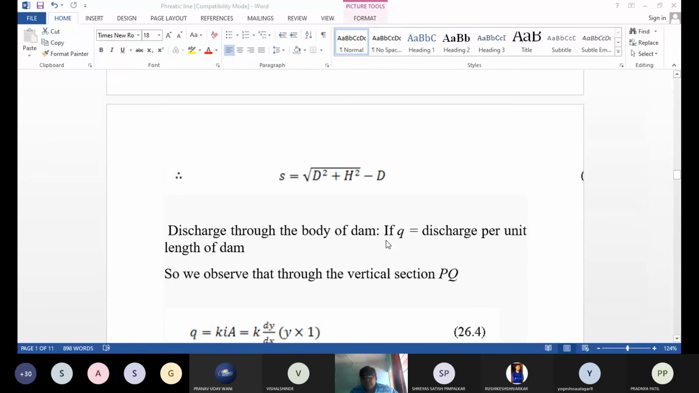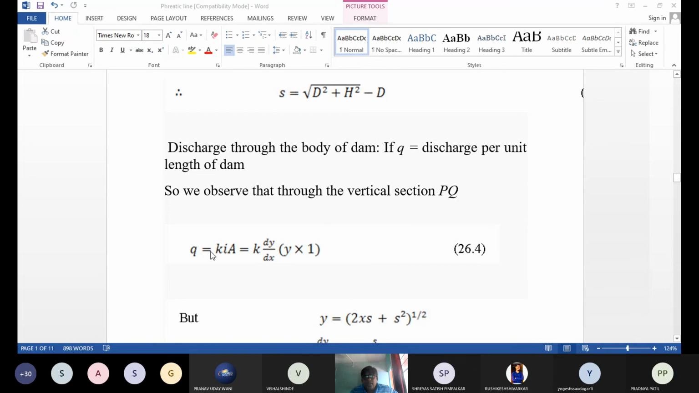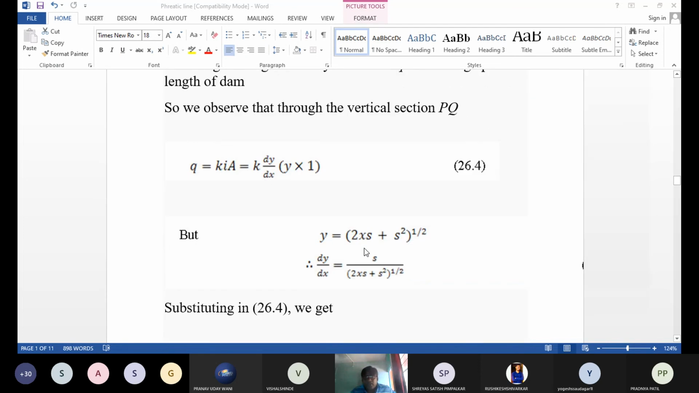And discharge through the body of the dam. If q is the discharge per unit length, apply Darcy's law. q is equal to kiA, k into dy by dx into the area, by considering a small elementary strip y into 1. Then y is equal to 2xs plus s square raised to half. Then y can be found with the help of this equation. As you know x, then find out y and locate the phreatic line.